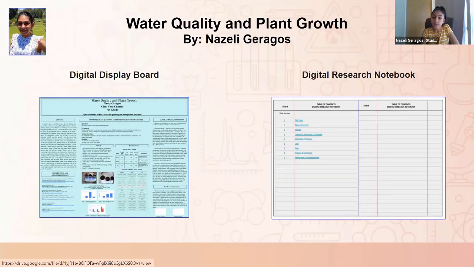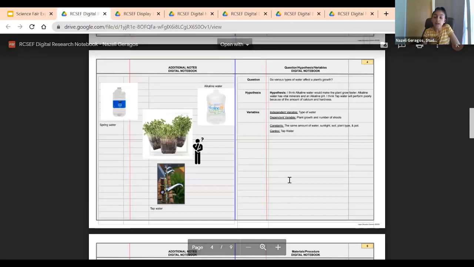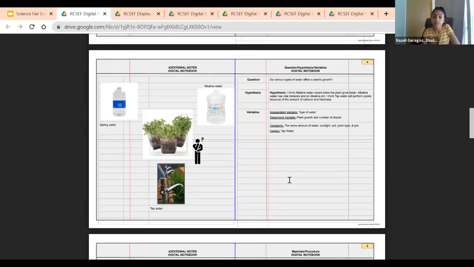So when I had the opportunity to do science fair, I thought, why not investigate how different types of water affect plant growth? So the question I was investigating was, do various types of water affect plants' growth? The types of water I used were tap water, which was my control, and spring and alkaline water were my independent variables. From my hypothesis, I predicted that alkaline water would perform the best, spring water would be average, and tap would perform the worst due to the amount of calcium and how hard tap water is.